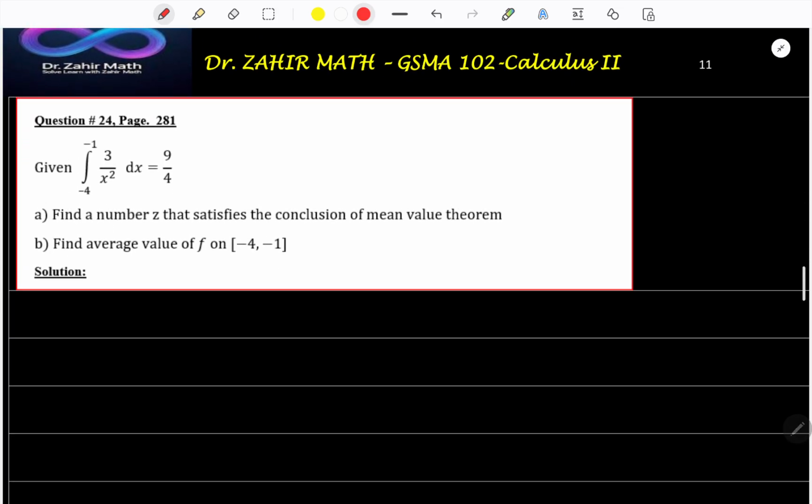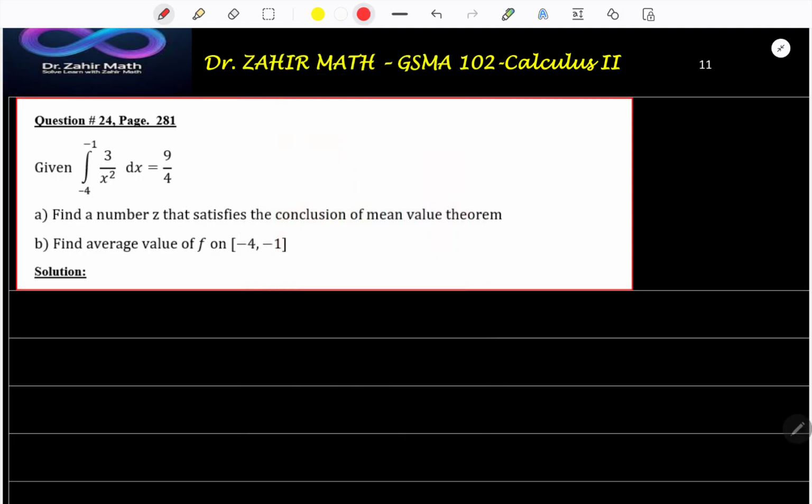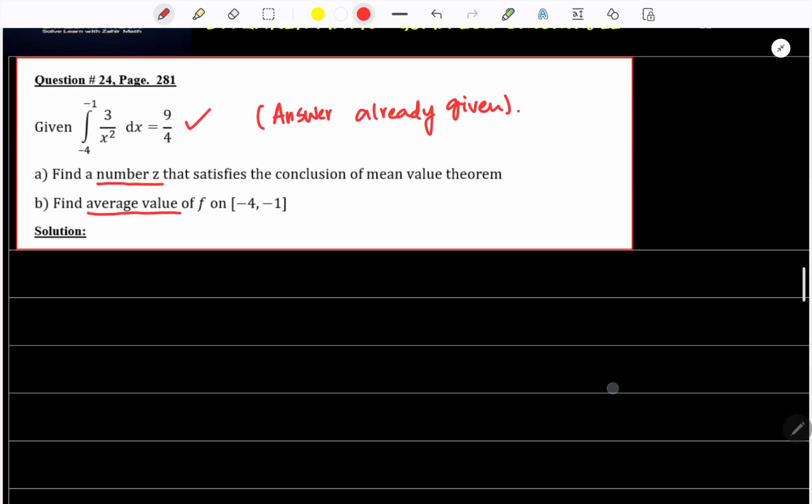Let me use this idea, don't worry. Let's go to the question. What is the question? Given integral from minus 4 to minus 1 of 3 divided by x square dx is equal to 9 by 4. The value, or you can say the answer, is already given. You no need to integrate. Keep in your mind, the answer is already given. The only thing is you are going to find the number z. You are going to find the average value. That's it. Let's start the solution.